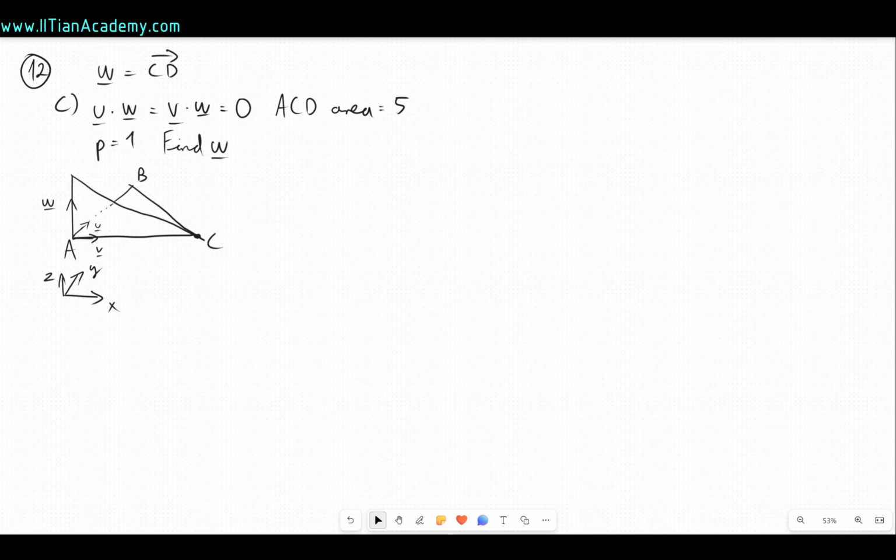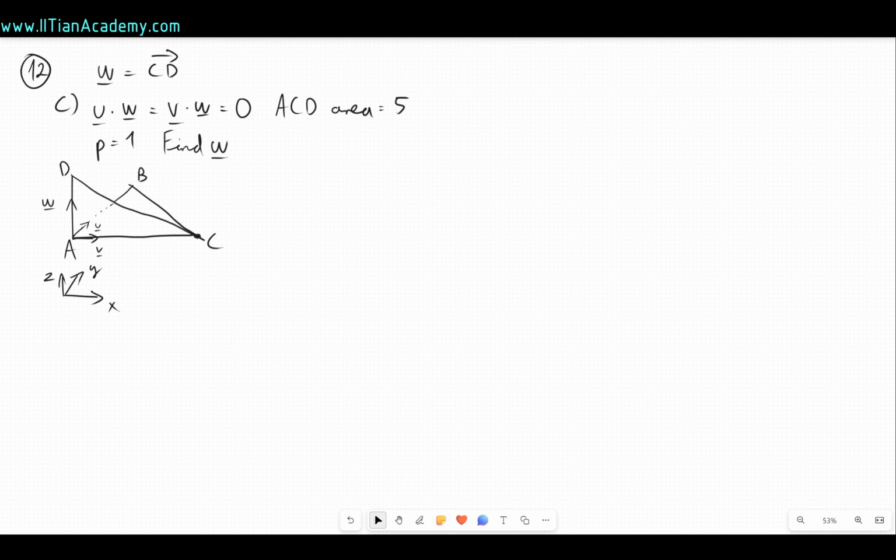Alright, so in part C, we're told to consider a new point D such that this D will have a vector of W in between A and D. And we're told that U dot V is 0 and V dot W is also 0. And the area of triangle ACD is 5. We need to find the vectors for W.